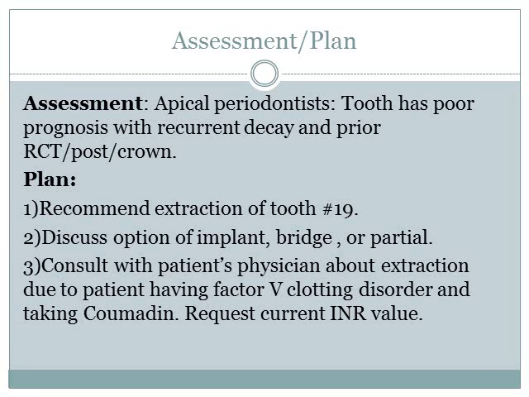So for the assessment, apical periodontitis was diagnosed. Tooth has a poor prognosis with recurrent decay and prior root canal post buildup in crown. So for the plan, I recommended extraction of tooth number 19 to discuss option of implant, bridge, or partial. And number 3, I wanted to consult with the patient's physician about the extraction due to the patient having factor V clotting disorder and taking Coumadin. I'd like to request a current INR value.